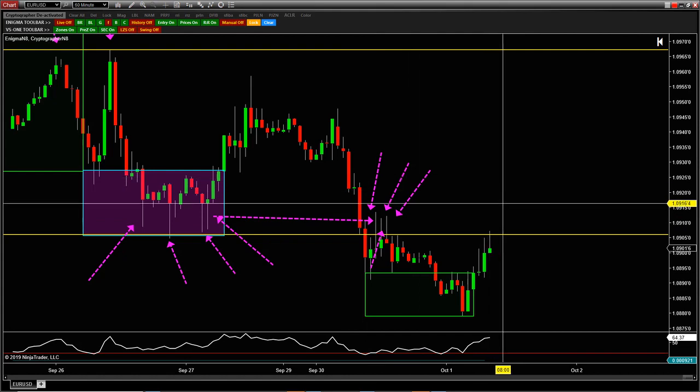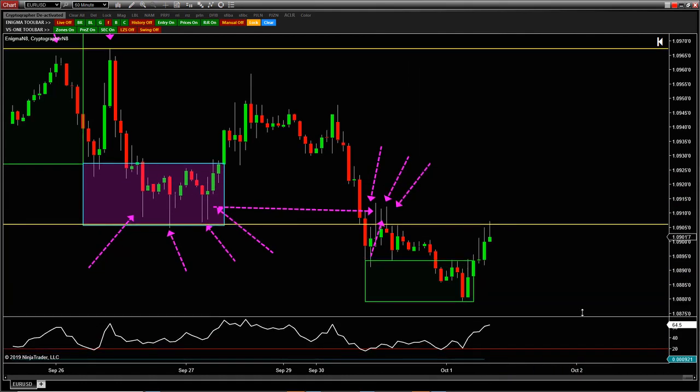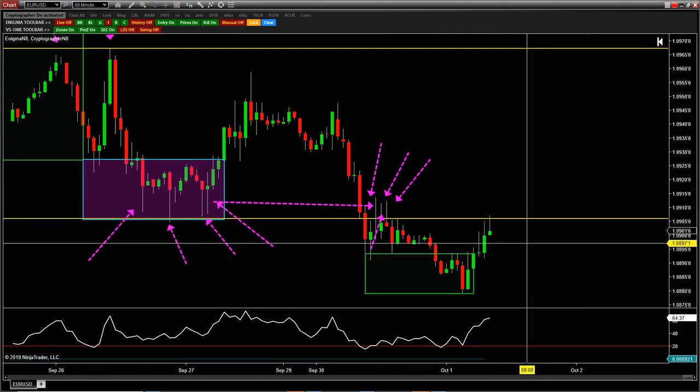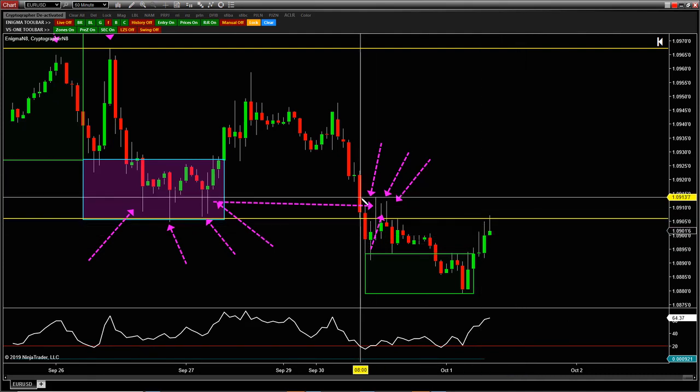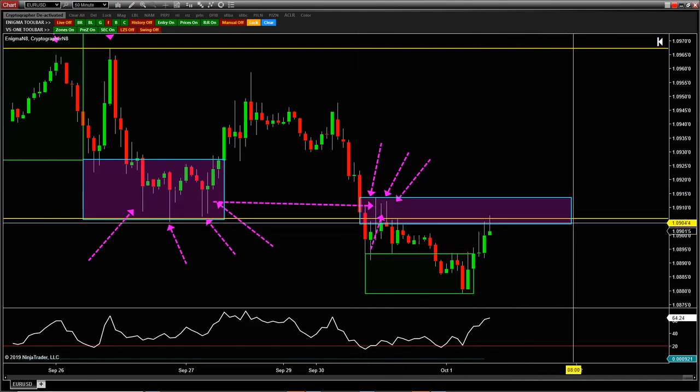And now price action is returning to that level, to this zone. If we just mark out these wicks, what does it look like we're currently doing? Currently it looks like we're doing the same thing. We're getting another rejection, so this can offer a selling opportunity.